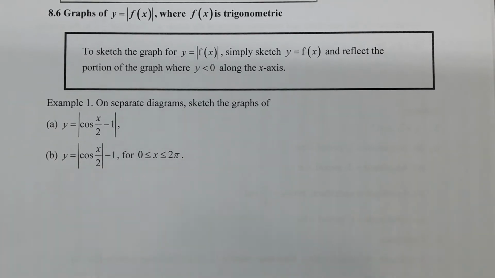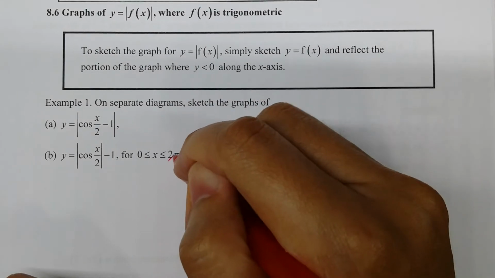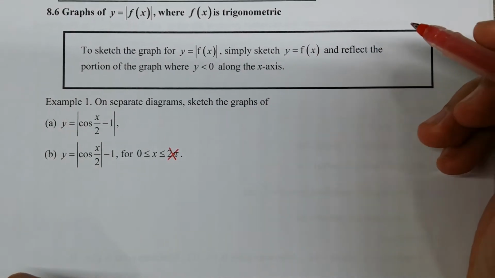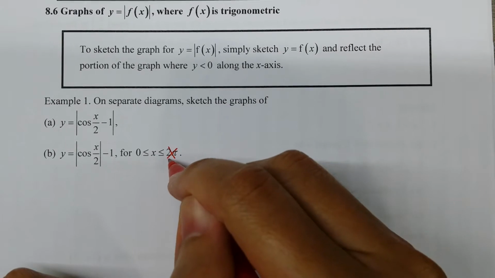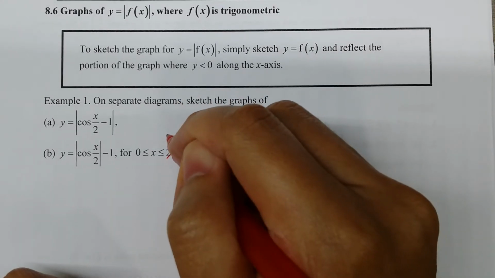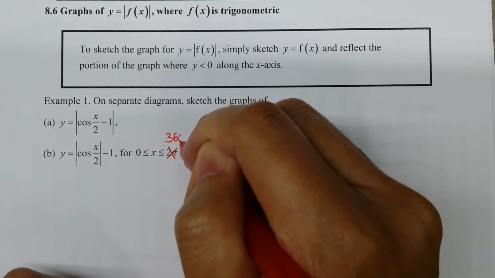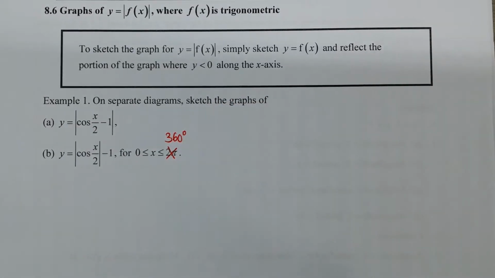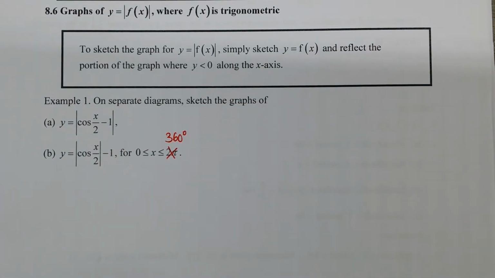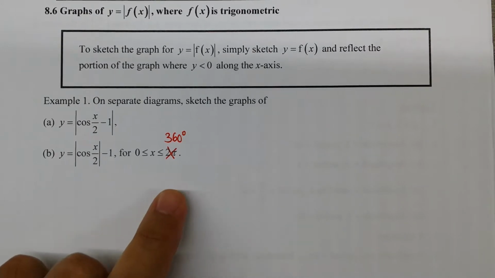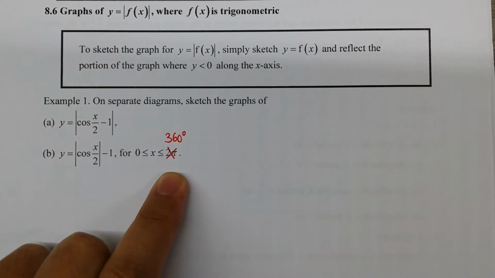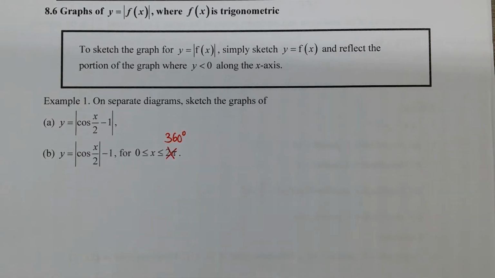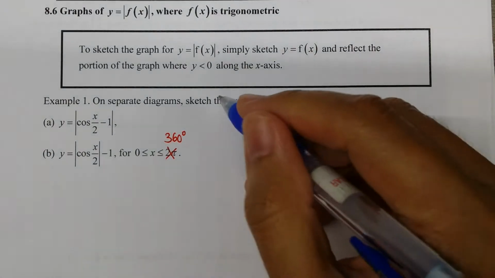First thing first, I will need you to change the question. The question will not be changed, just that the value 2 pi, we replace it with 360 degrees. The equivalent value is actually 2 pi radians, but since you have not learned radian mode, we will stick to 360 degrees. Alright, so A and B, let's try to do them.